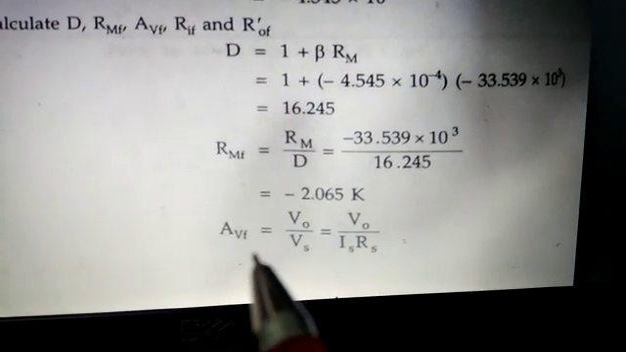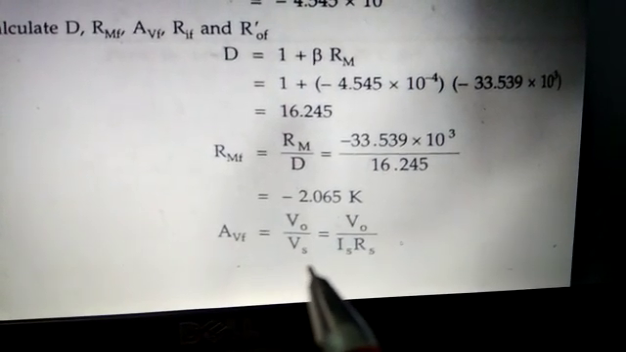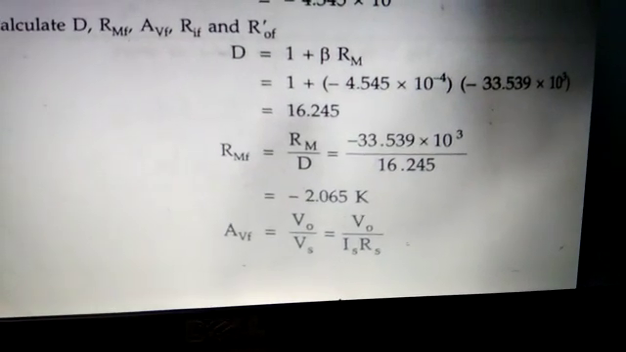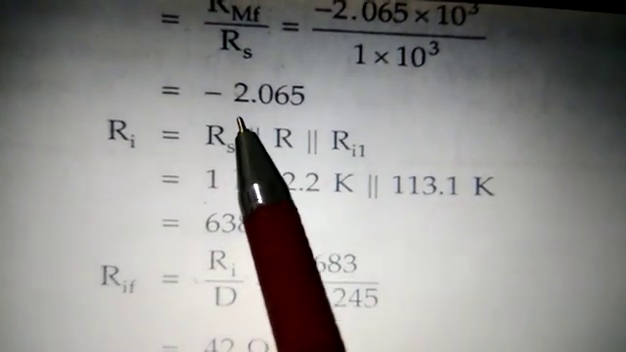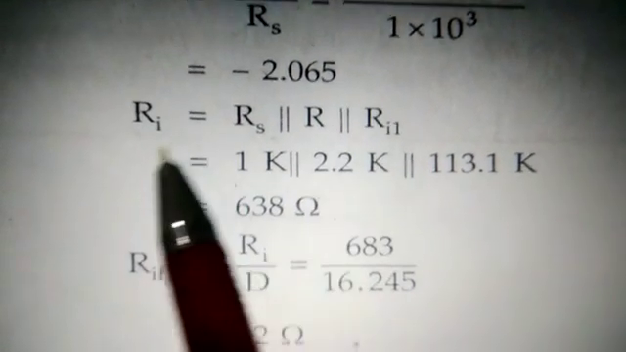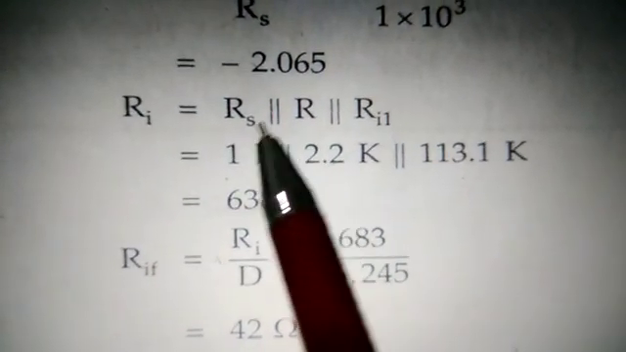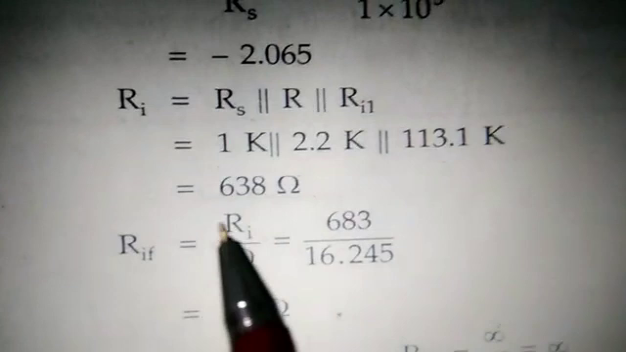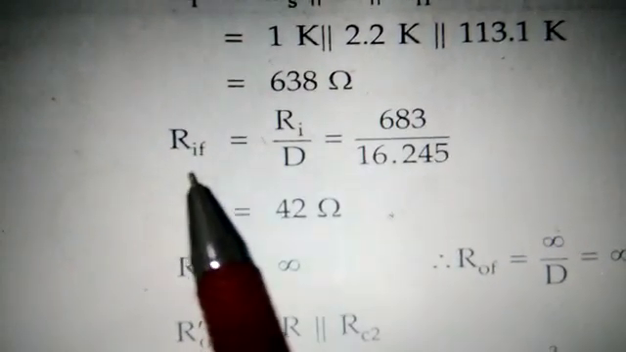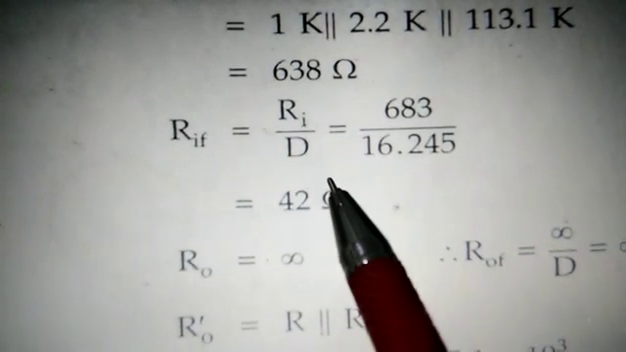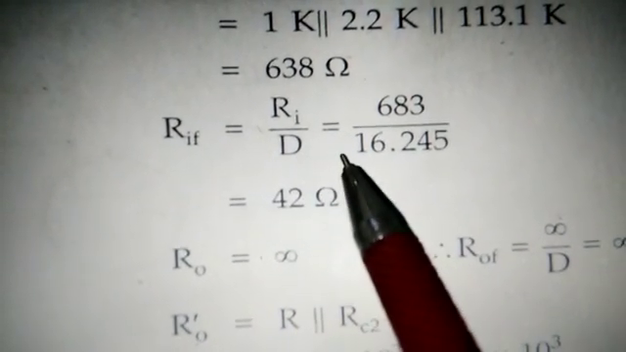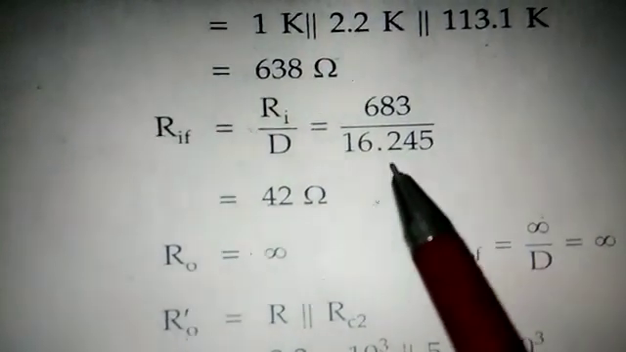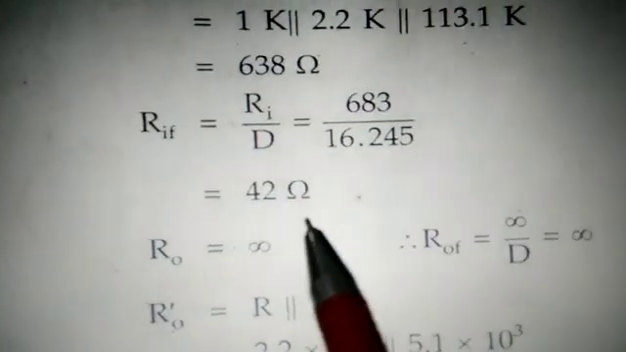Then AVF, the voltage gain with feedback, output upon source, V0 upon IS into RS, this V0 upon IS into RS is RMF by RS, and this value comes to be 2.065. And RI is the RS parallel from the circuit. You can observe RI is equal to RS parallel to R parallel to RI1. This is 638 ohm. And then calculate the input impedance with feedback, that is RIF equals RI by D, RI upon 1 plus RM into beta. So this factor is already calculated. This comes to be 42 ohm.